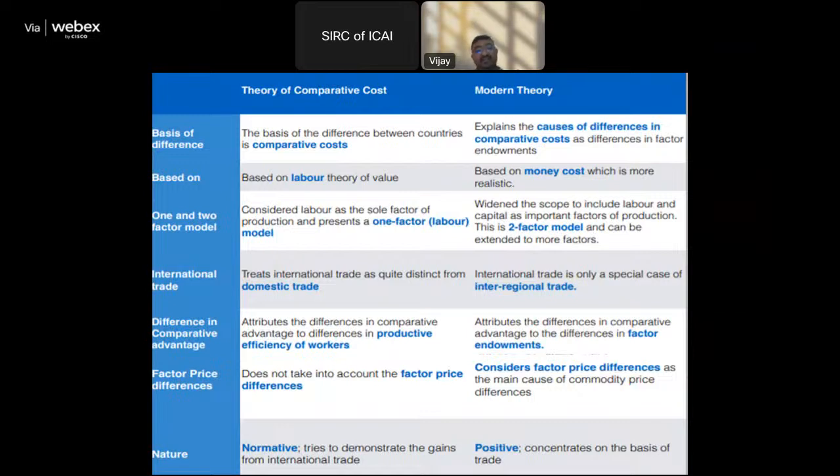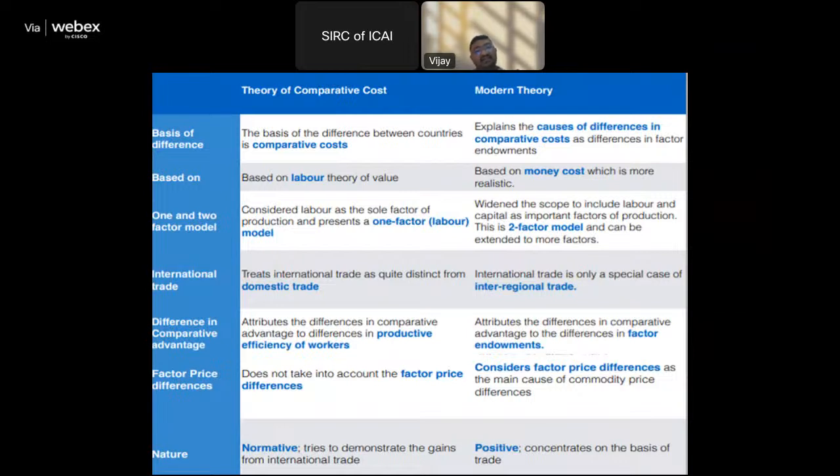Sir, here we consider only the labor factor into account. Here we consider both labor and capital. So we call this modern theory the 2 by 2 by 2 theory: two factor, two nation, two commodity.